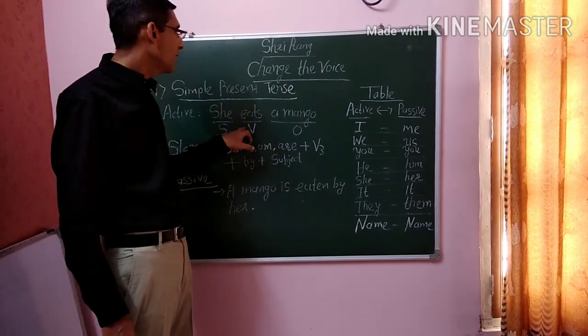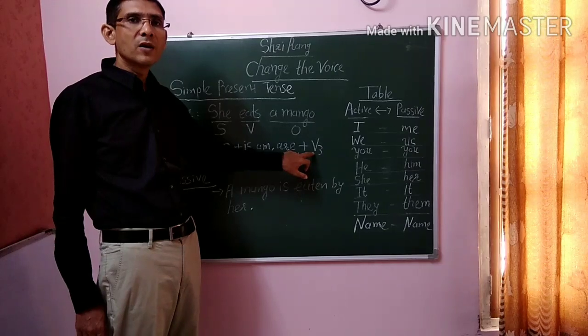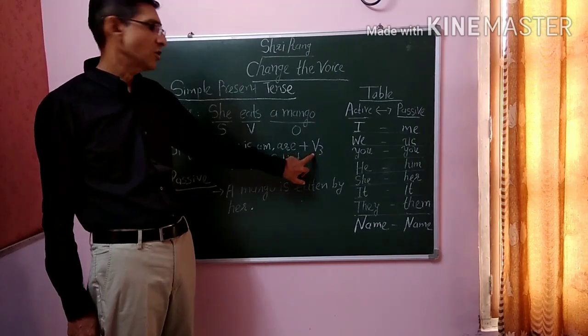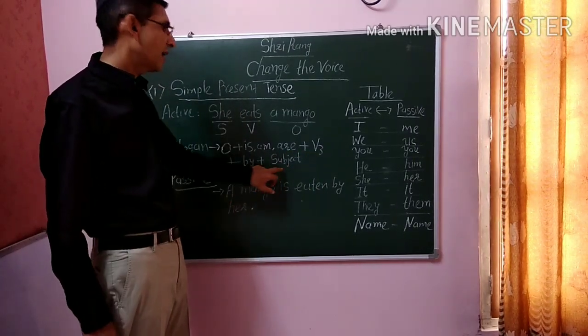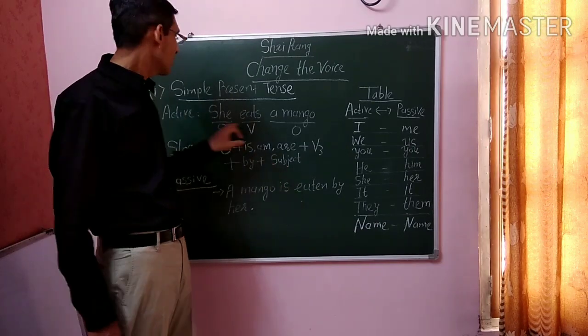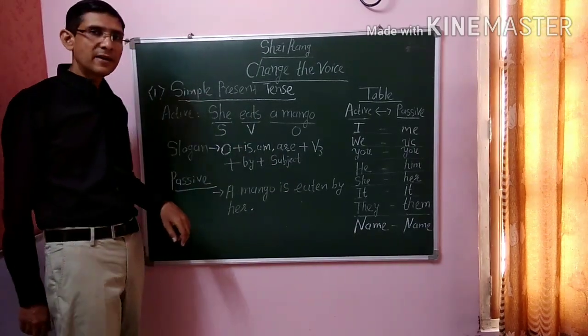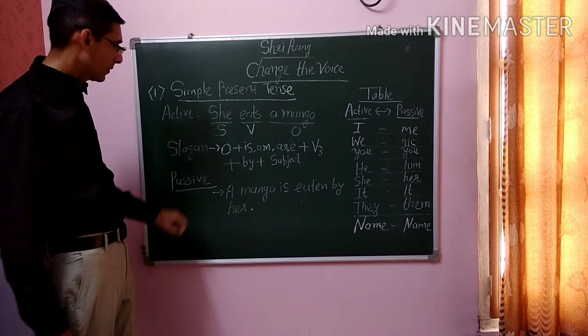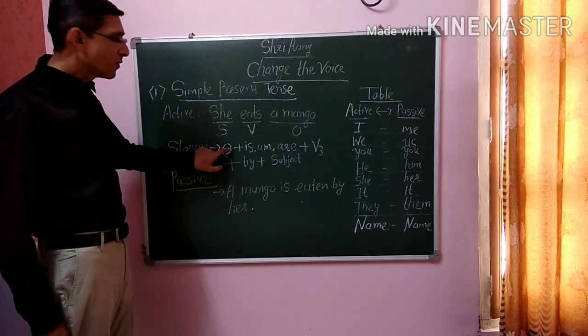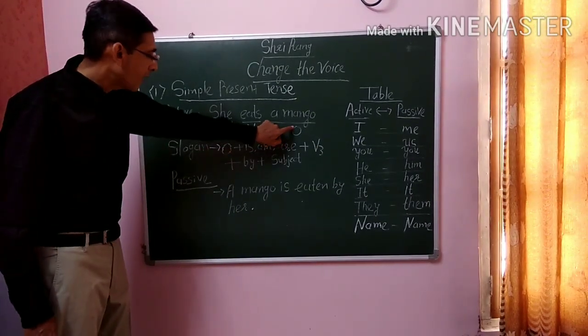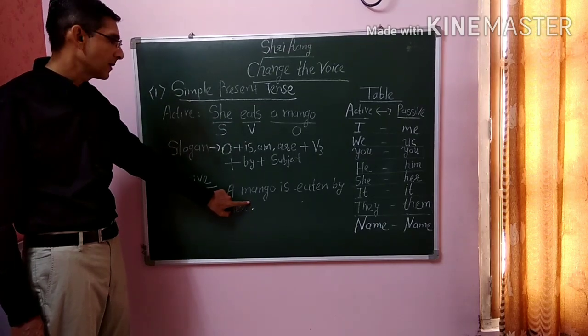The verb here is eat. Its third form is eaten. Then by, and then the subject. Let's make the sentence by using this slogan. First we have to put the object. The object is a mango, so put a mango here.